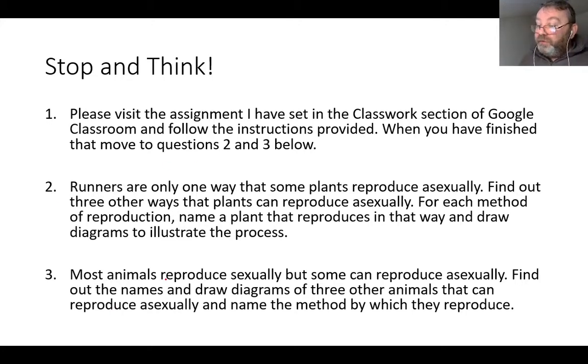When you've done that, then I want you to move down to question 2, where I want you to research, there it is, find out 3 other ways that plants can reproduce asexually. And for each method of reproduction, I want you to name a plant and I want you to draw diagrams to illustrate the process. It's all on Google. I checked it already. It's all there.